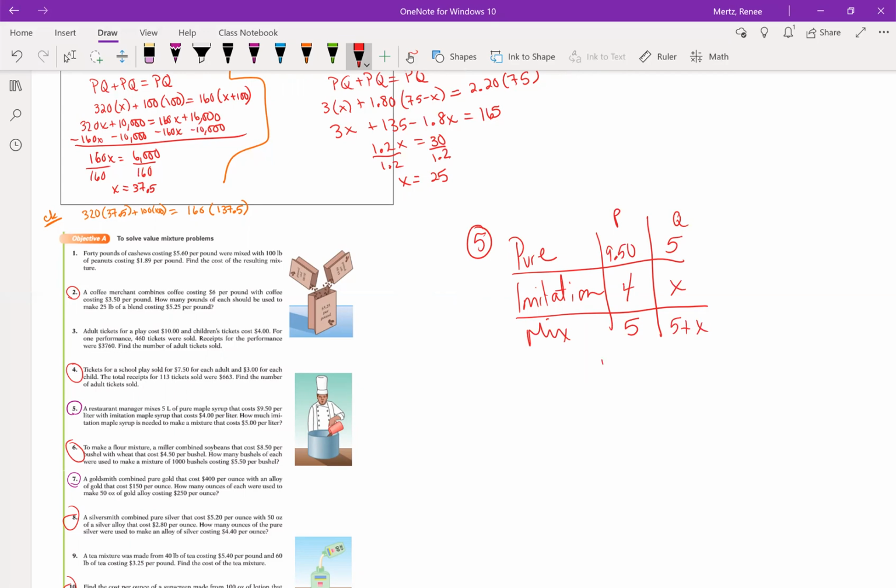We're setting up PQ plus PQ equals total. So 9.5 times 5 plus 4 times X equals 5 times (5 plus X). When you do all the math, you'll get the correct answer of 22.5 liters. So check it out, see if you get that if you wanted to practice.